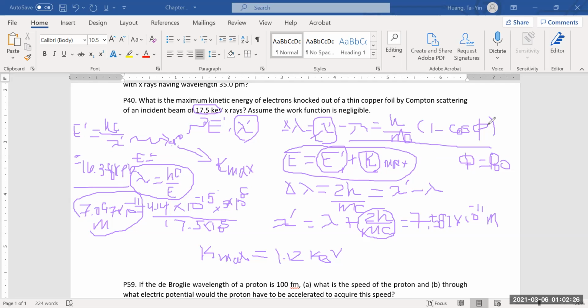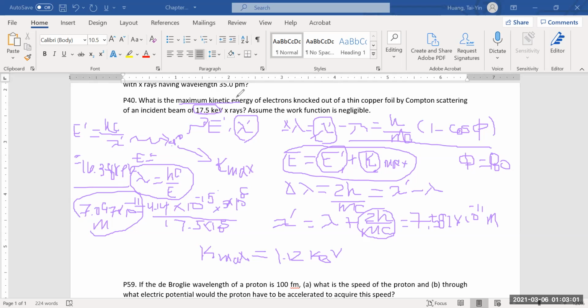If the angle is not given, the condition is that the kinetic energy should be the maximum. In that case, your angle should be 180. Once you have that information, you can calculate the Compton shift, and from the Compton shift, you will be able to calculate the wavelength of the outgoing photon. Then you use conservation of energy to calculate the kinetic energy of the electron. So that's basically how you would do it.